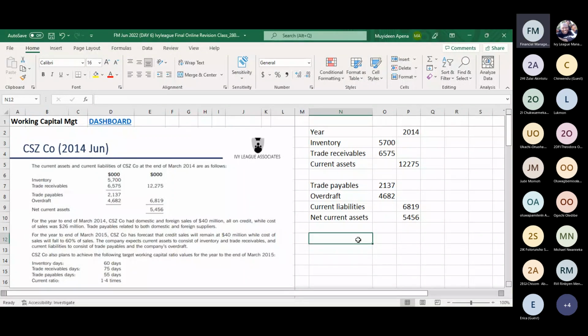Now for the year to end of March 2014, CSZ Co had domestic and foreign sales of $40 million. Sales, 40 million. Don't forget, we are putting our figures in $1,000.